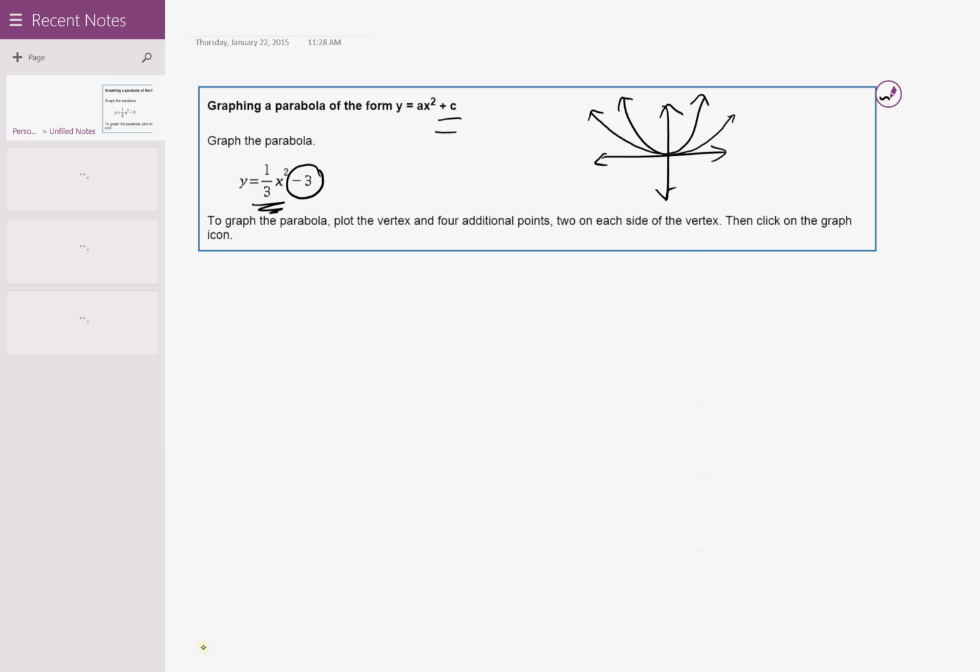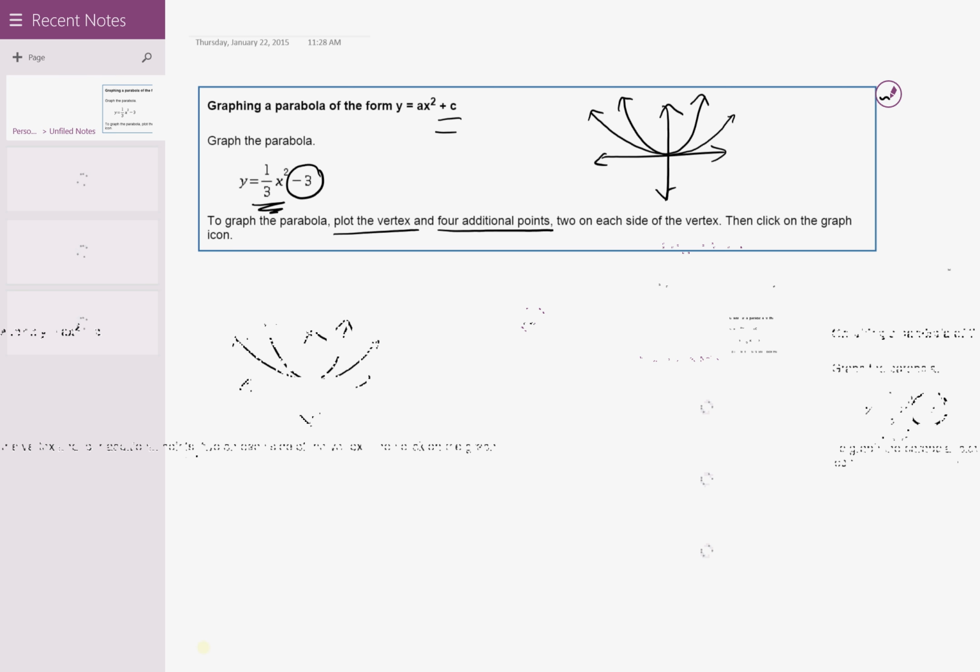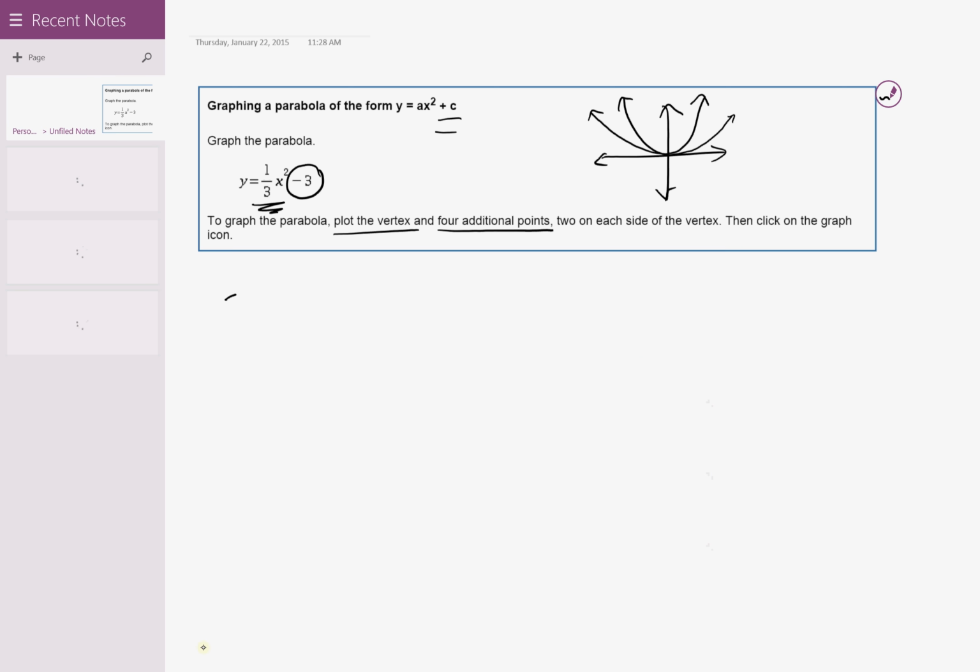I am told to plot the vertex and 4 additional points, making sure 2 are on each side of the vertex. And here's how I'm going to choose those. I know by inspection that my vertex is (0, -3), because that's h and k in the quadratic function. And then I'm not going to go with 1 and 2 because those are not divisible by 3. I'm going to go with -3 and -6, and then 3 and 6. I know my axis of symmetry is x is equal to 0, so really I can just substitute in these values, and the same values will go here.